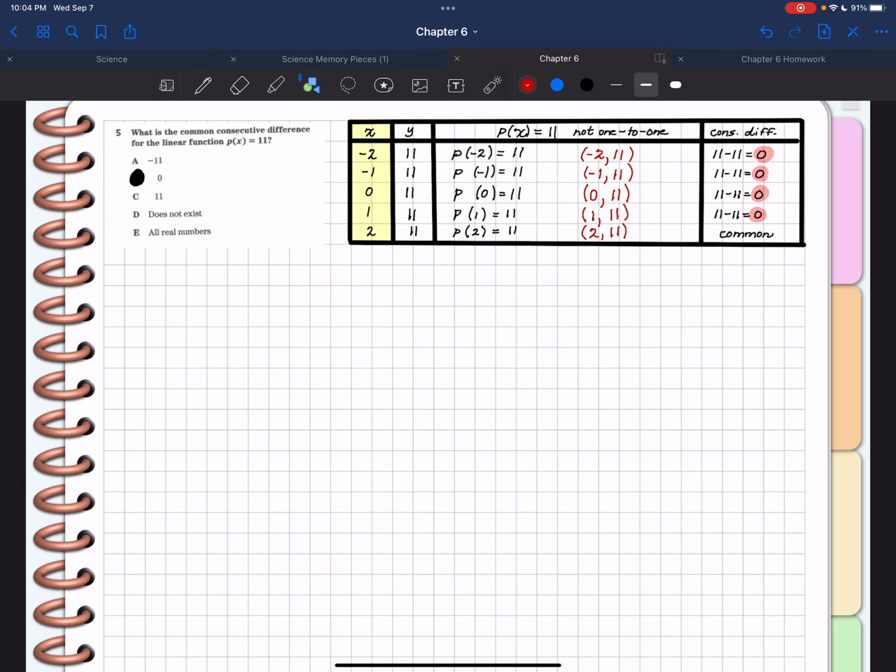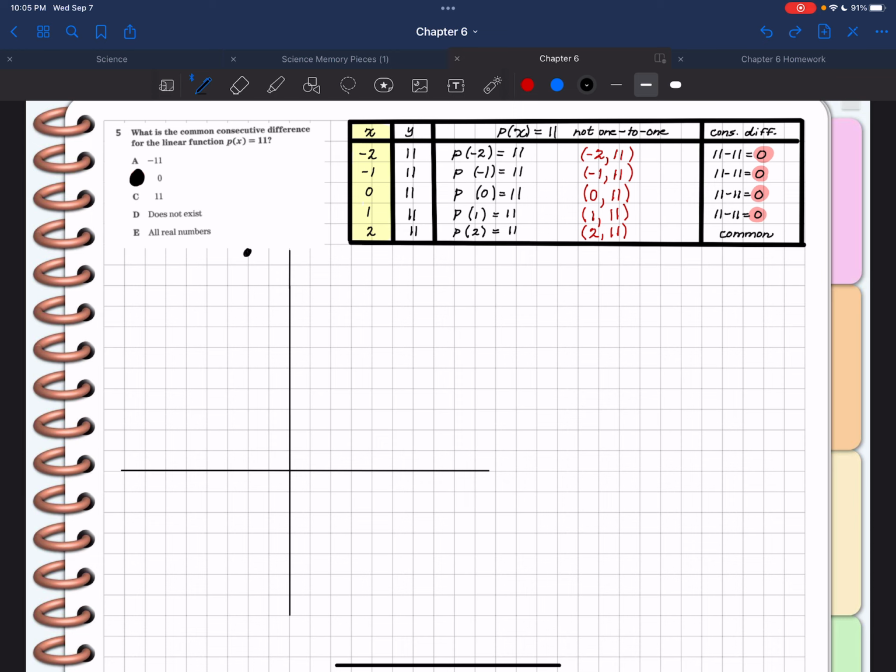So I'm definitely going to need to go up to 11 for my y. So here we go with the coordinate plane. Okay, so there's x. And here is the y-axis. 1, 2, 3, 4, 5, 6, 7, 8, 9, 10, 11. Okay, so when x is -2, y is 11.